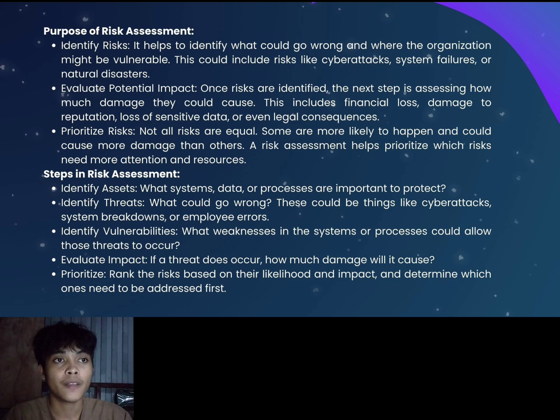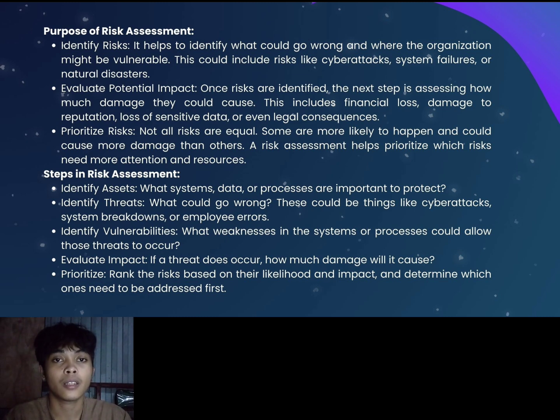Once risks are identified, the next step is assessing how much damage they could cause. This includes financial loss, damage to reputation, loss of sensitive data, or even legal consequences. So, this assesses the damage a risk could cause, such as financial loss, reputational damage, loss of data, or legal consequences.